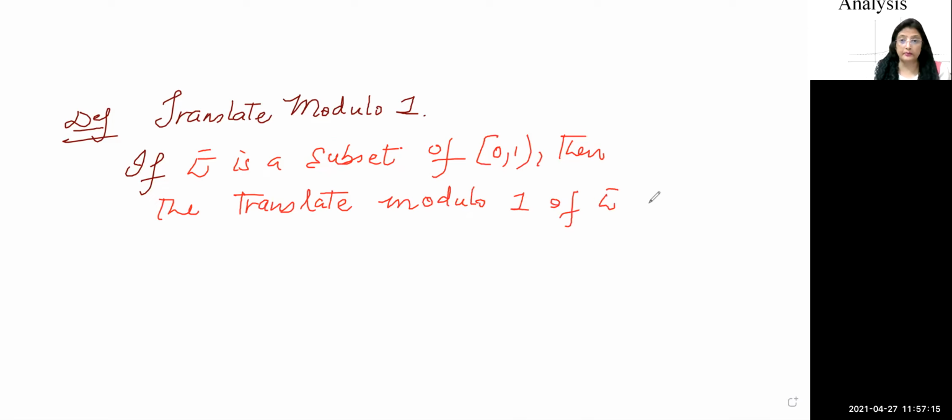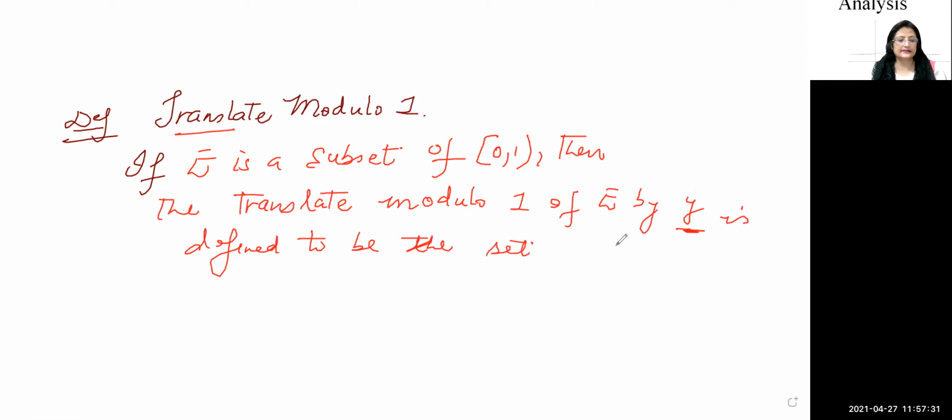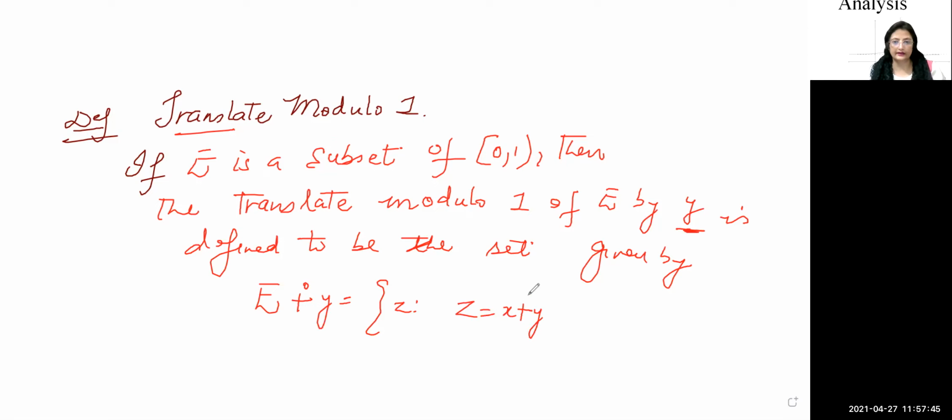of E by y. Translate means by some number, some digit, the translation is happening, is defined to be the set given by z such that z is equal to x sum modulo 1 y for some x belongs to E, right? Because E plus y, this E is coming from x, plus y, so this is built in between.